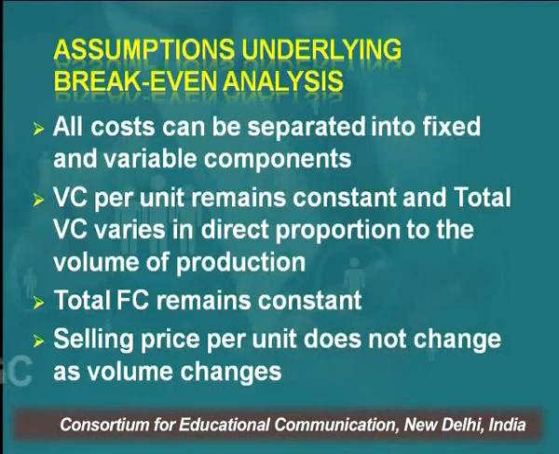So the fixed cost component will remain constant. But as far as the fixed cost per unit is concerned, it will keep on falling, right? So the total fixed cost will remain constant. Selling price per unit does not change as volume changes. Under cost accounting, we are presuming that as you increase or decrease your level of sales, the per unit selling price will not change. It will remain the same. If I am selling my pen at 10 rupees per pen, I will continue to sell it at that price whether I sell 1 lakh units or 2 lakh units of pen, right? The selling price will remain the same, 10 rupees.